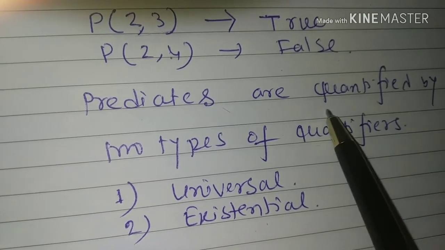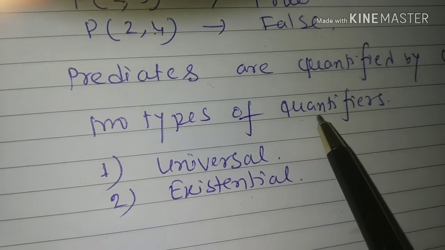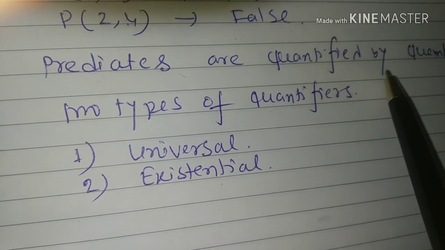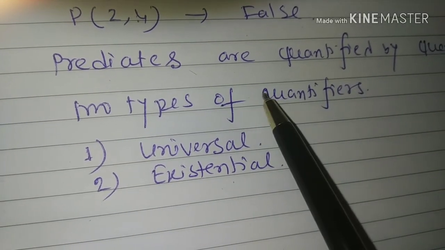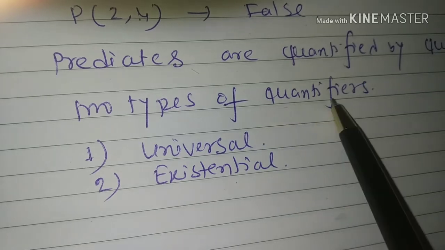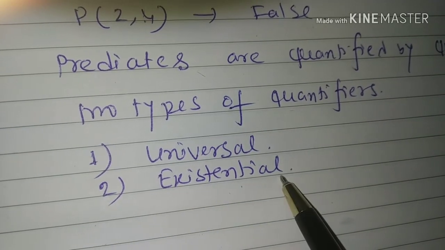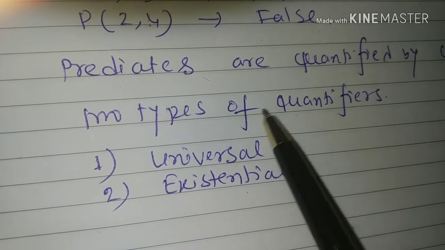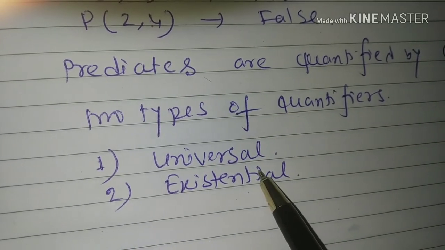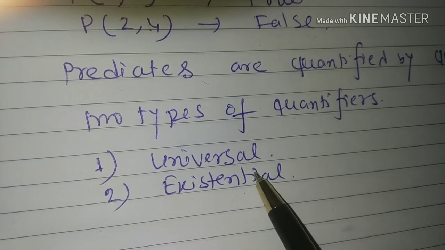Now predicates can be quantified by quantifiers. We use quantifiers to quantify the predicates. There are two types of quantifier: universal and existential. What are those quantifiers and why do we use them? We'll discuss in our next video.